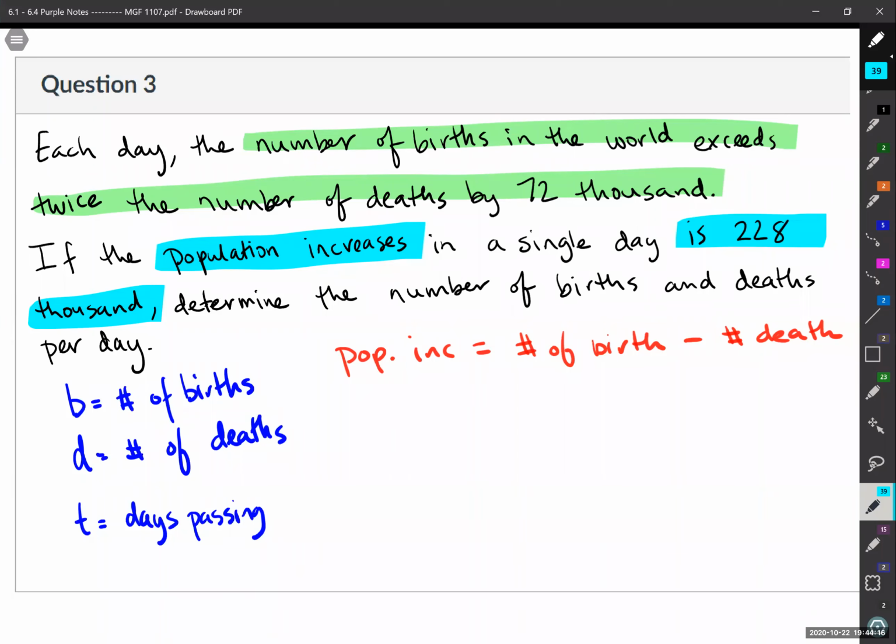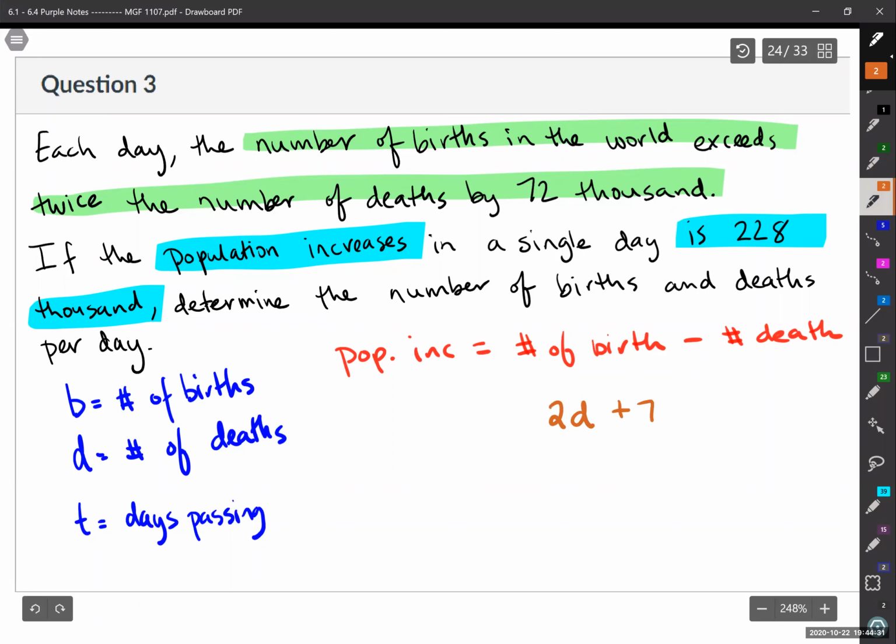Okay. So let's translate the one in green first. The number of births is twice the number of deaths and exceeds it by 72,000 more than that. So I might say 2 times the deaths plus 72 would be equal to the number of births, right? Because this is saying the number of births is twice the number of deaths plus 72 extra. And then the blue statement is population increase. Well, I know population increase is births minus deaths.